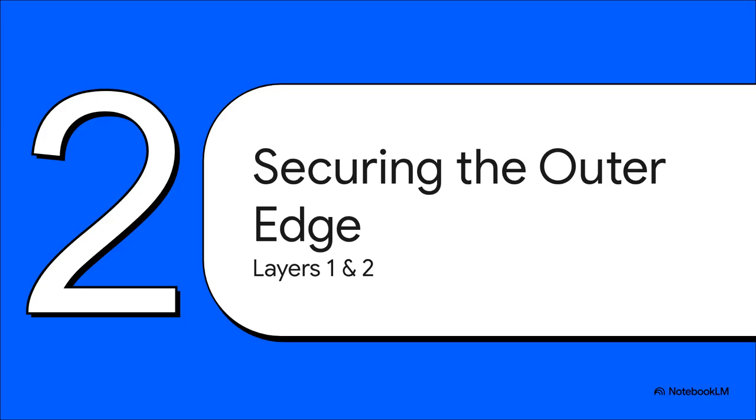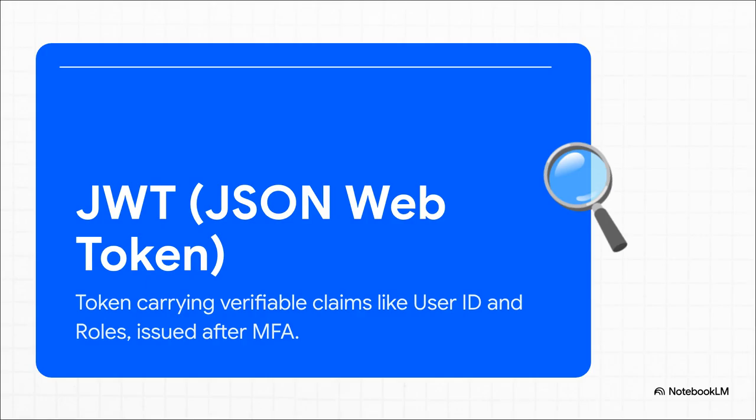Moving right along to part two, securing the outer edge. Which brings us to our first structural zone, layer 1, user identity. If our system is that VIP hotel, the JWT, or JSON Web Token, is your digital hotel keycard. When you log in, usually doing your multi-factor authentication, a corporate identity provider issues this JWT. It's a brilliant example of packaged trust. The token carries these verifiable claims: your user ID, your roles, and an expiration time. You aren't just pinky swearing, "Hey, I'm John." You're presenting a cryptographically signed card that proves it.